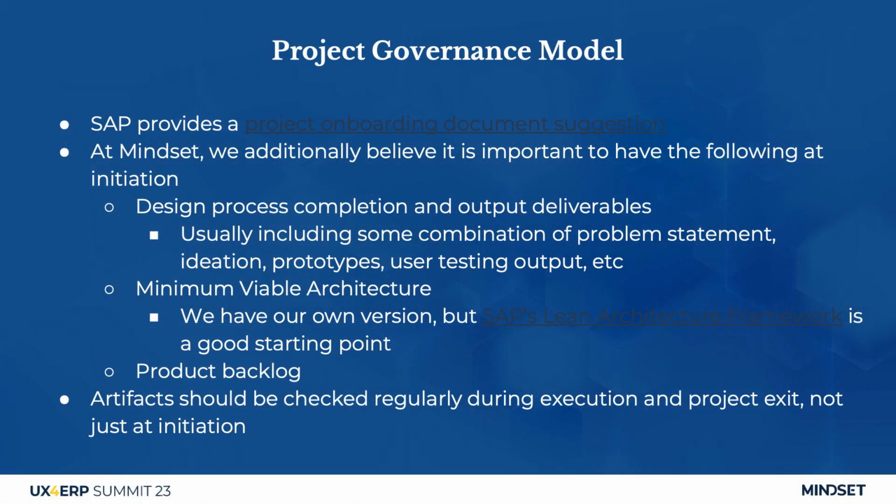The first is that you need to have a project governance model. So I think most companies have this in some respect, and a lot of companies are following SAP's guidance. SAP provides a project onboarding document suggestion as part of their BTP documentation, and it's pretty much in line with most enterprise project onboarding documents. It's like, what is the name of this project? Where is it going to be stored? Like, where's the Git repository? What's the security that's going into this? What business units does it focus on? That kind of stuff.